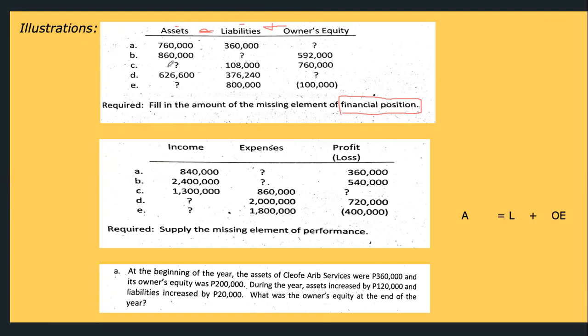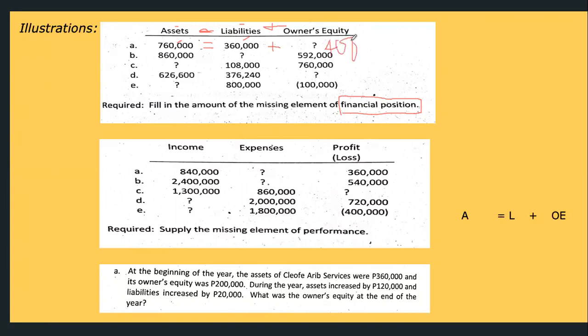Okay, so letter A, you have 760,000 assets and you have 360,000 liabilities. The question is pila yung owner's equity, 'di ba? Basic, 'di ba? You just need to compute pila ang owner's equity para mo equal siya sa 760, so that you have 360 nga liability. So the operation here is 760 minus 360, pila yung owner's equity. So that is 400,000. Therefore, your owner's equity is 400,000.